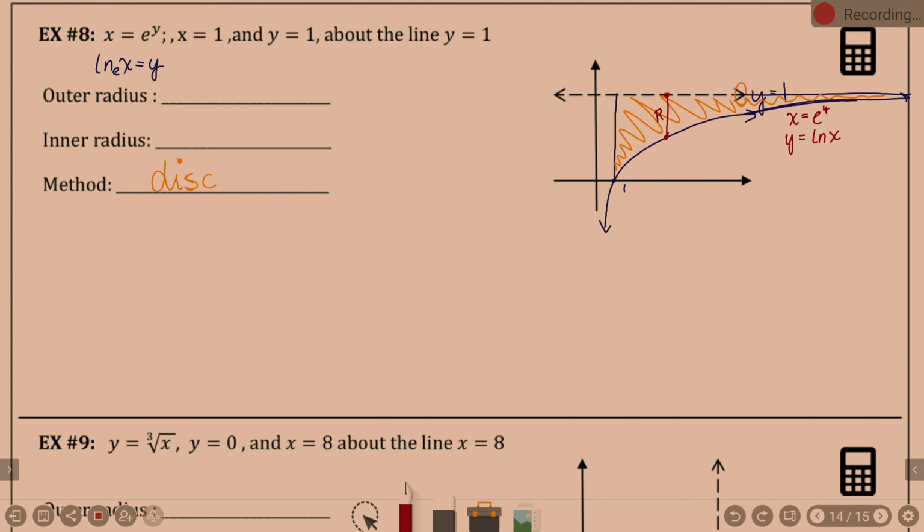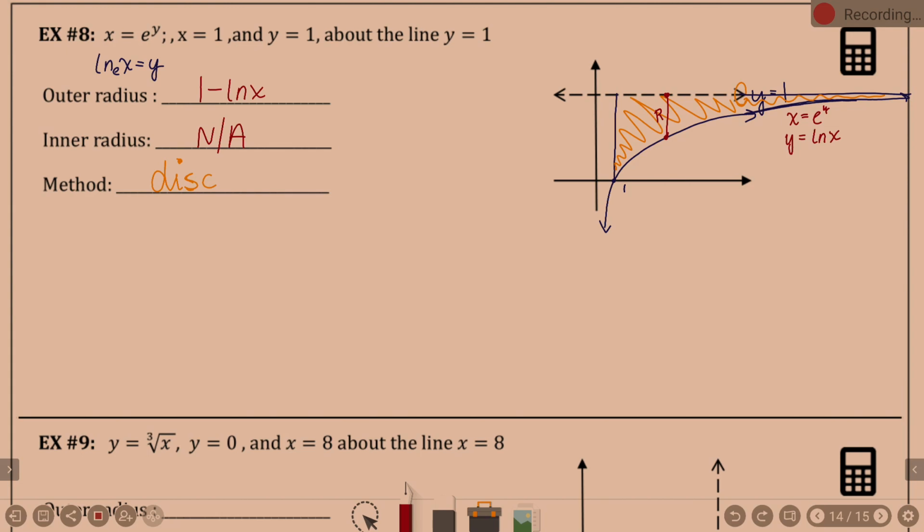And so how's this going to work? Big R is 1 minus natural log of x. Little r is 1 minus 1, which is 0. It doesn't exist, right? Because with the disk method, did we have a little r? No. We just did pi r squared h. We didn't have to think about big R minus little r. So I'm going to say NA, not applicable.